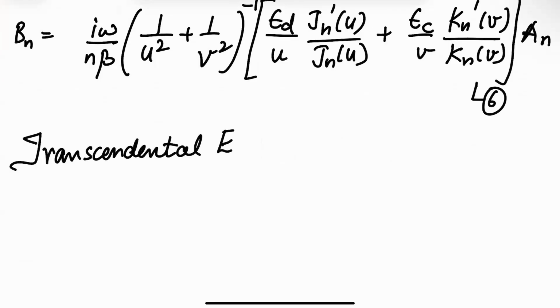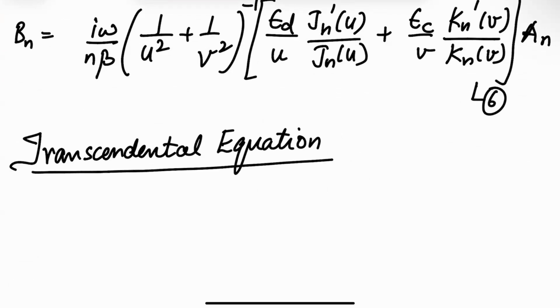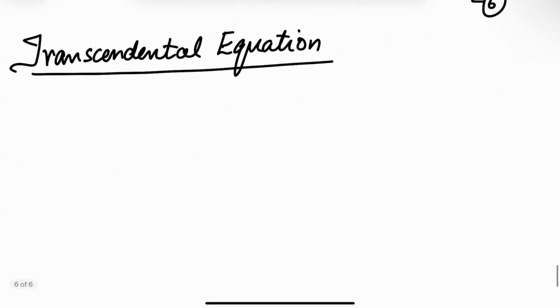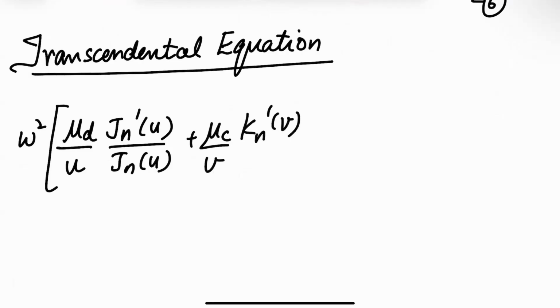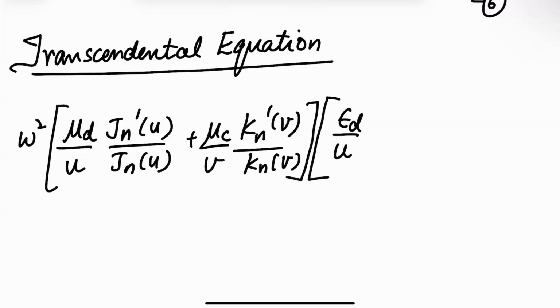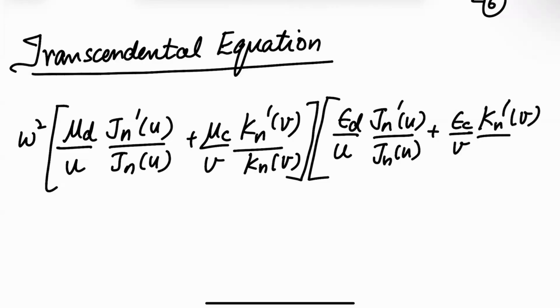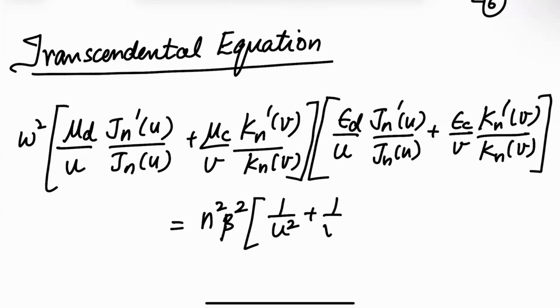Transcendental equation. Right, so if you equate 5 and 6, you end up with this equation: omega square mu d over u, Jn prime u over Jn u, plus mu c over v, Kn prime v over Kn v, times epsilon d over u, Jn prime u over Jn u, plus epsilon c over v, Kn prime v over Kn v, is equal to n square beta square times 1 over u square plus 1 over v square.